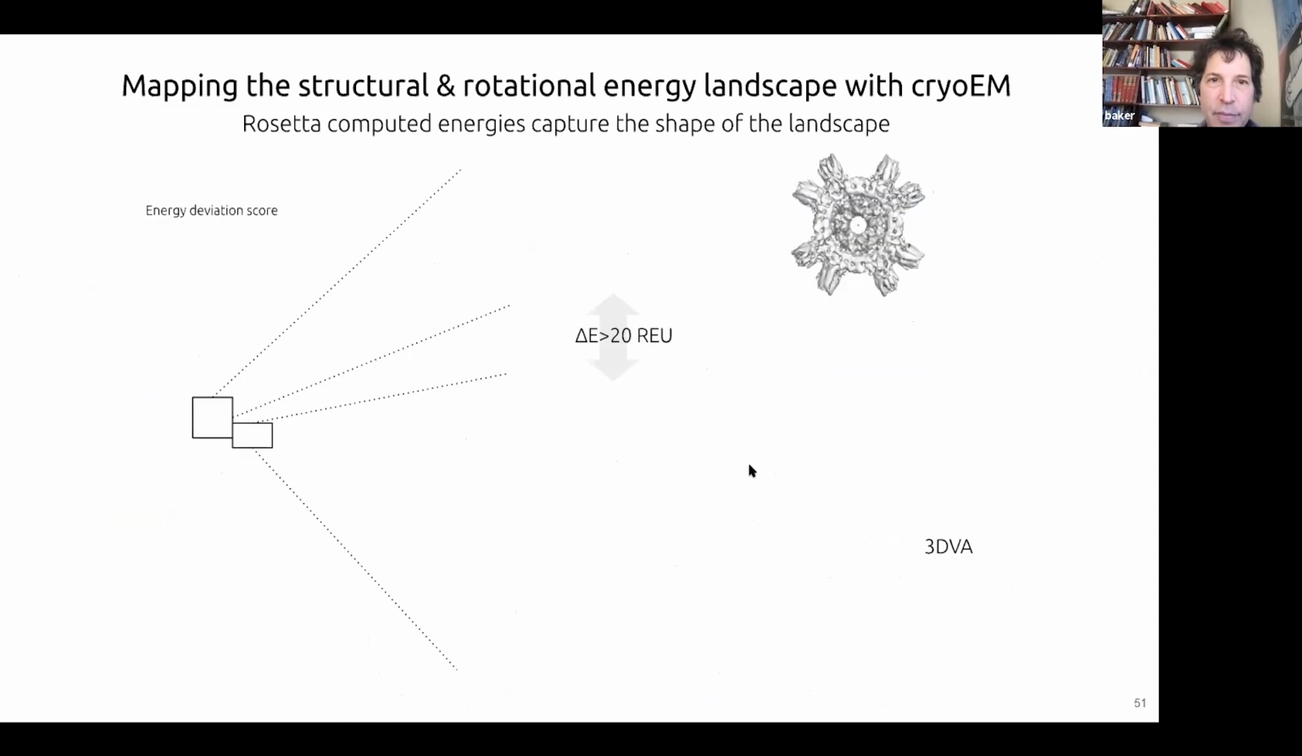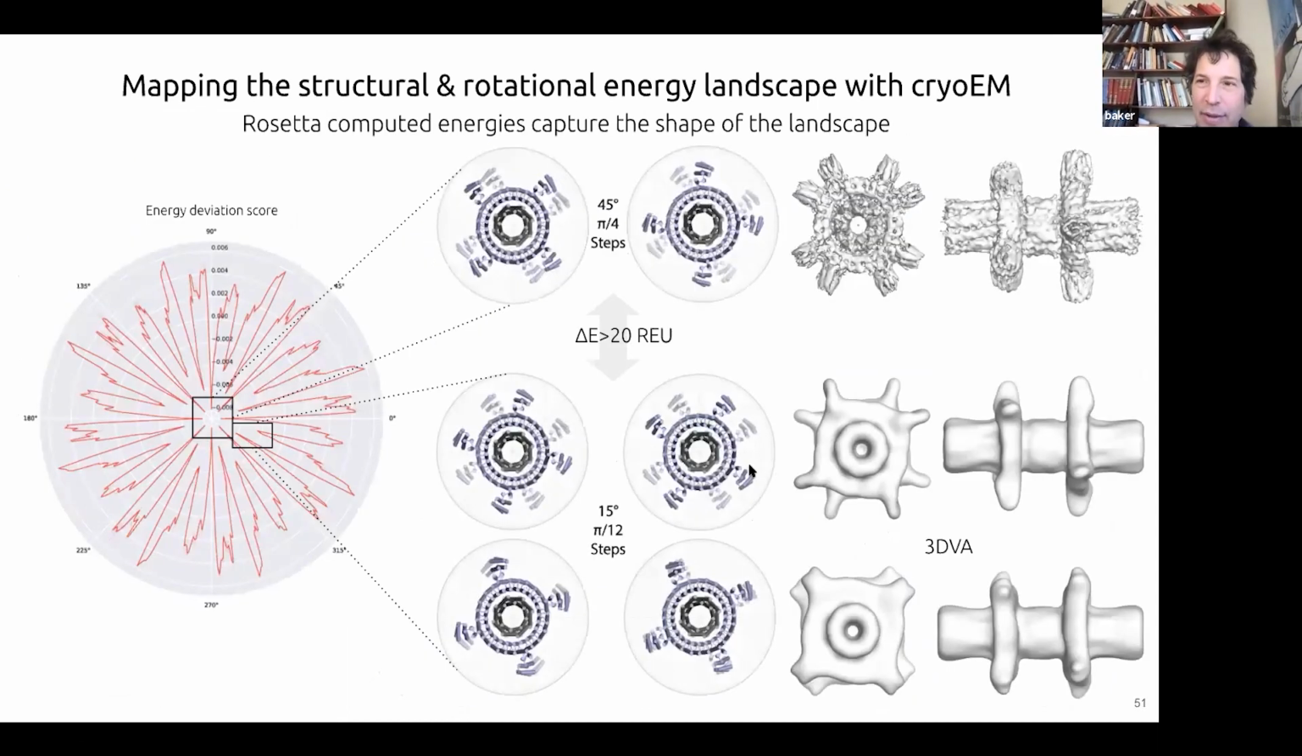And here's an example of one of these. This is the one that was on the left in my previous slide. By cryo-EM, Alexis has actually solved different states of this system, and you can see them here.